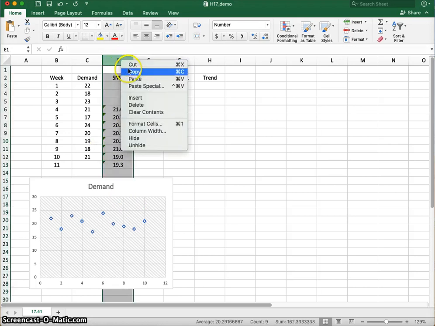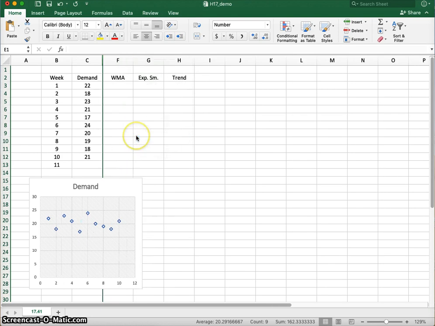Let's hide that one. I hope you can see that time series forecasting is really very simple.